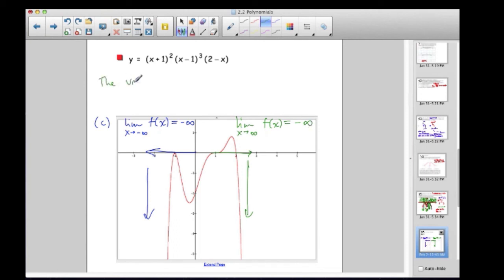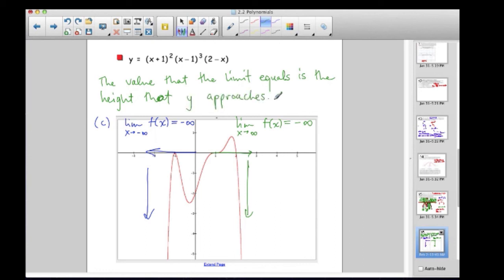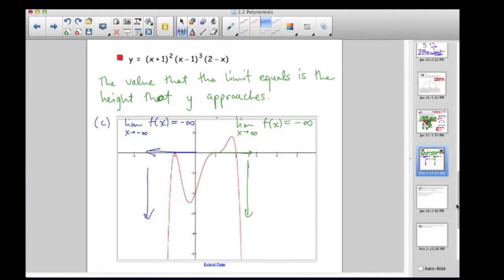Again, remember that the value that the limit equals is the height that y approaches. So when y approaches negative infinity, we say that the limit equals negative infinity.